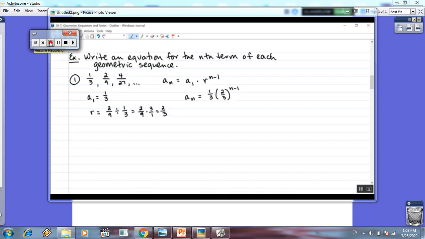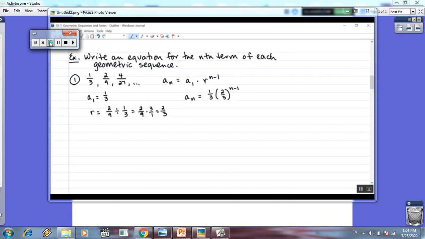Then look at the second example, please. Here he said write an equation for the nth term of each geometric sequence: 1 over 3, 2 over 9, 4 over 27. He didn't give me A1, he didn't give me R, he just needs me to write the general formula for the nth term. First of all, we need to find A1, which is the first term, which is 1 over 3. Then how can we find the R?